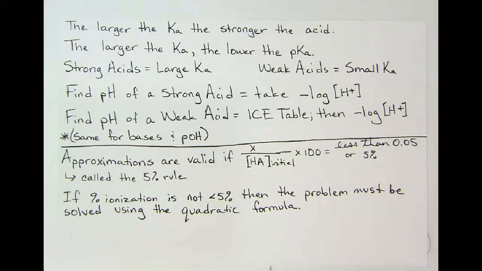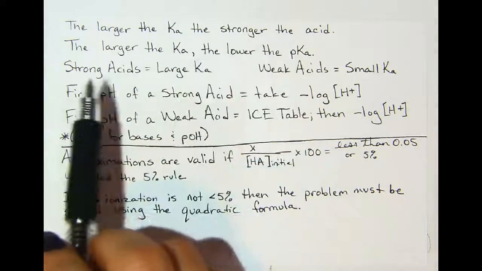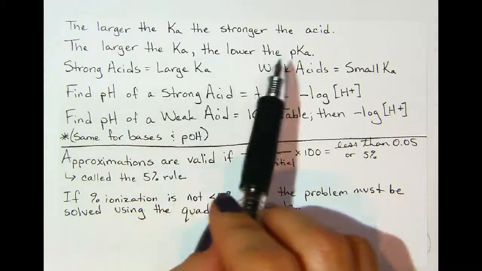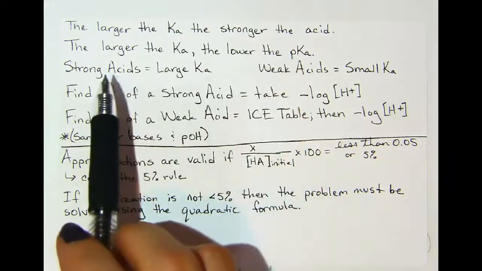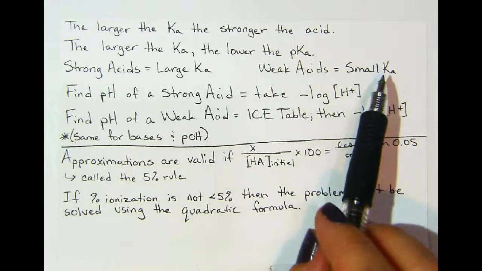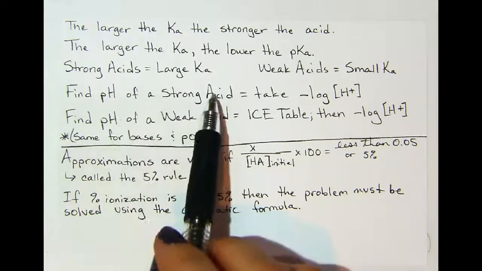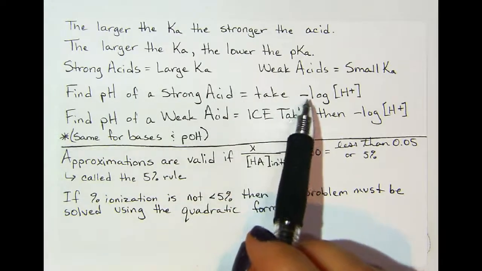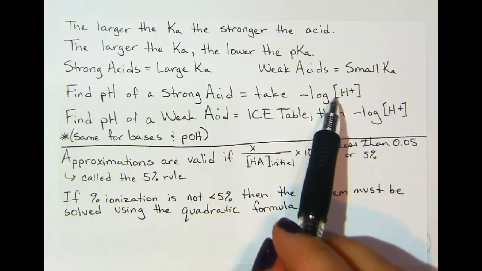Here's your note card for this section. You can pause the video and copy it down. The larger the Ka, the stronger the acid will be. The larger the Ka, the lower the pKa would be. That's just an FYI for another section. Strong acids are going to have a large Ka value, and weak acids are going to have a small Ka value. To find the pH of a strong acid or strong base, you can just take the negative log of the concentration originally given of the acid or the base.